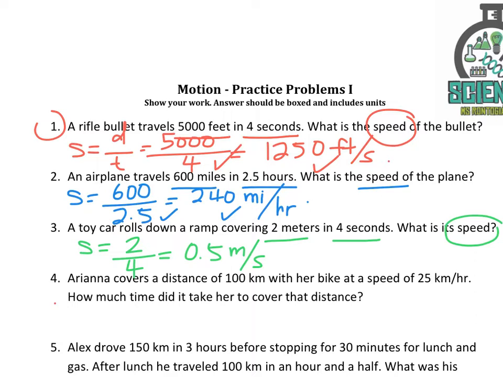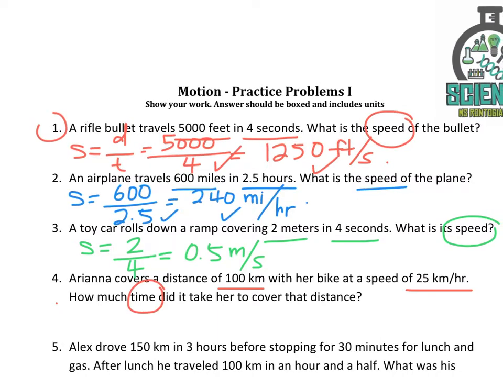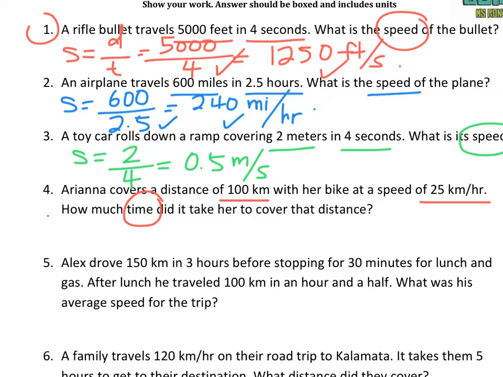Number 4, Ariana covers a distance of 100 kilometers with her bike at 25 kilometers an hour. How much time did it take her to cover that distance? So here we have a slightly different problem. Here we're given the distance, we are given the speed, and we want to find the time it takes her to cover that distance. So we're still using the same formula, and we're going to plug in the values that we have. We have the speed, it's 25.